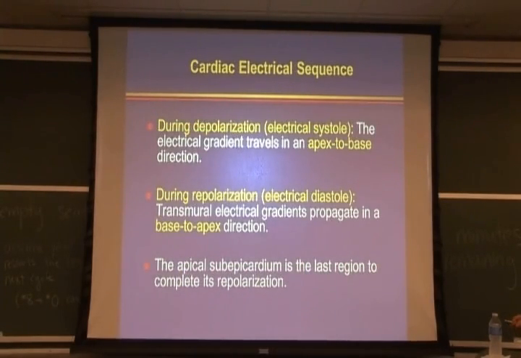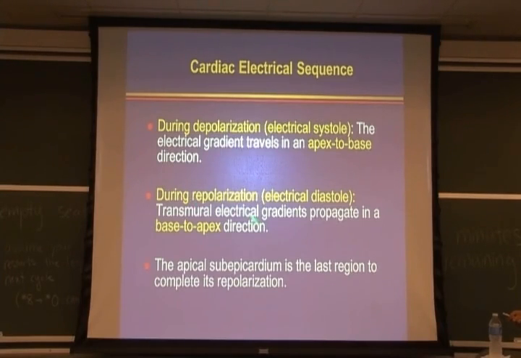This is facilitated by the electrical activation of the heart, and the electrical activation starts in the apical endocardium and travels from apex to the base and from endocardium to the epicardium, from inside to outside, traveling ultimately to the apical part in the epicardium, and that's an apex to base direction.